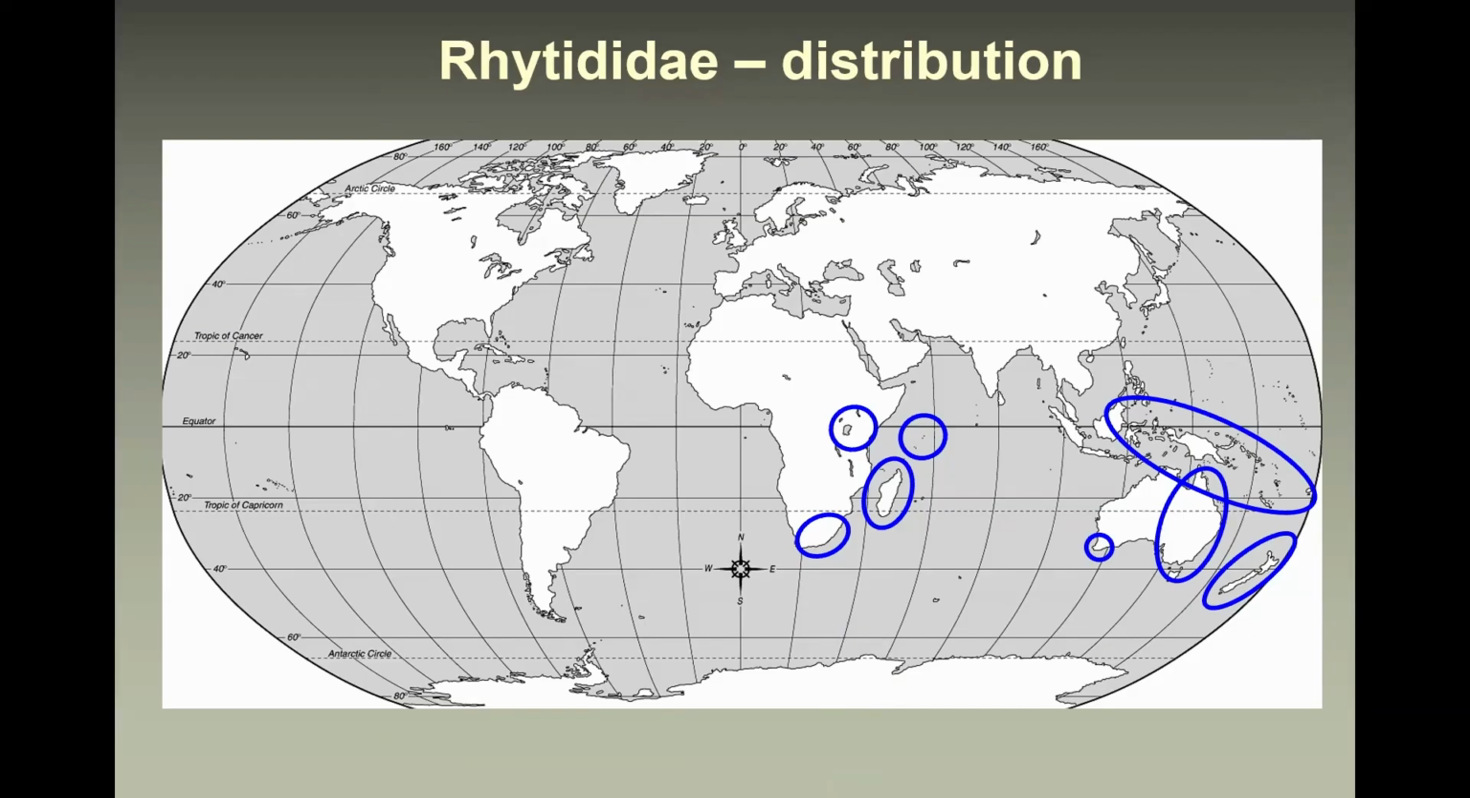So the global distribution of the Rhytididae, the first family that we're looking at, this was what was thought to be their distribution until we started looking at it more closely. Not me, but we malacologists. And then it was discovered that these East African ones that were thought to be Rhytidids are actually.